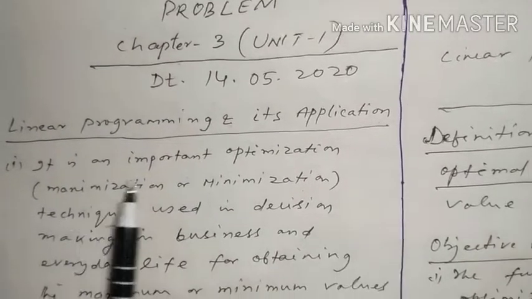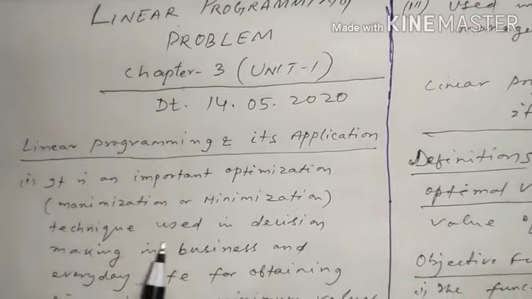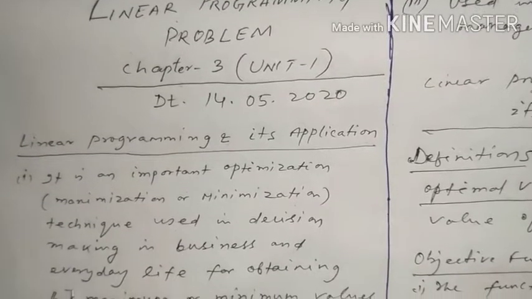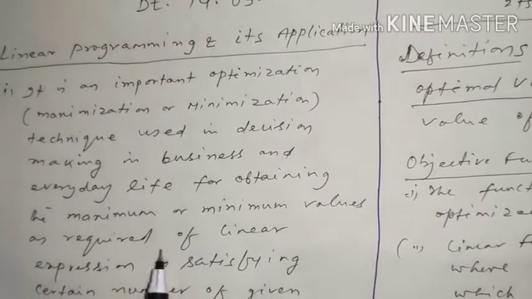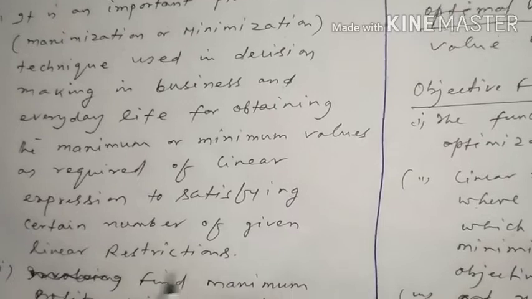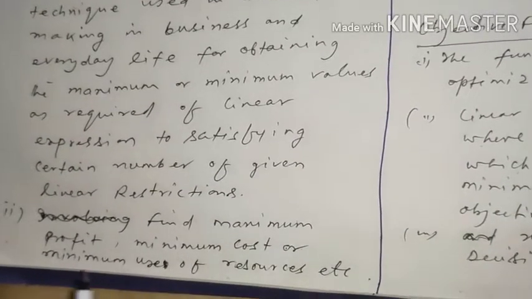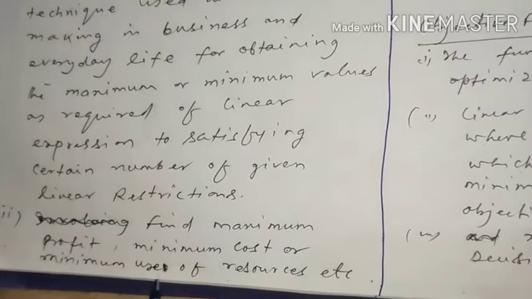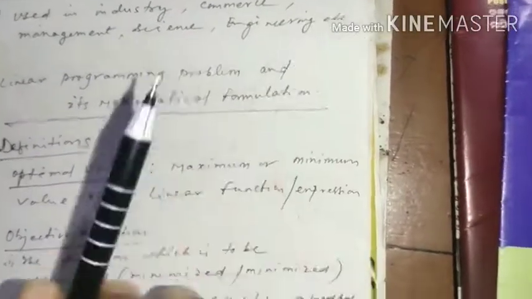It is an important optimization, that is maximization or minimization, technique used in decision making in business and everyday life for obtaining the maximum or minimum value, as required, of a linear expression to satisfy a certain number of given linear restrictions. And the second part, we have to find out the maximum profit or minimum cost or minimum use of resources, etc. It is also used in commerce, management, science, engineering, etc.